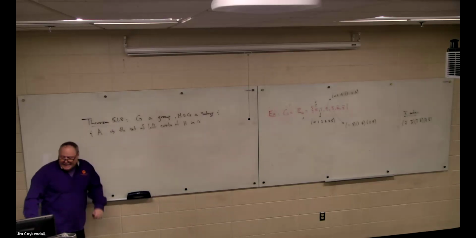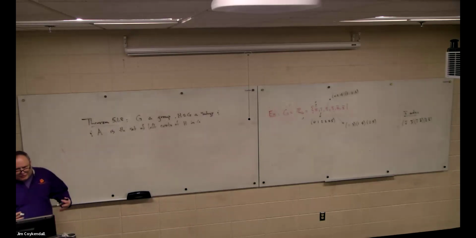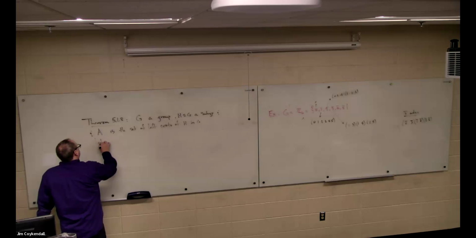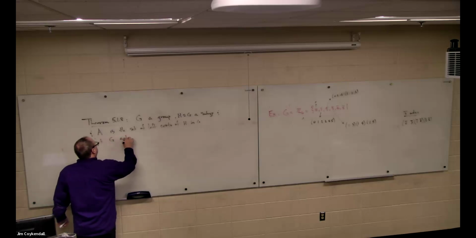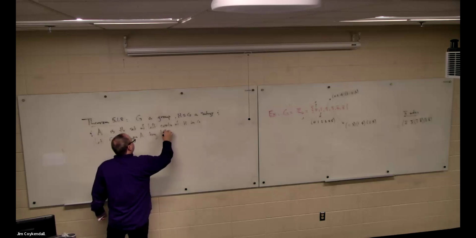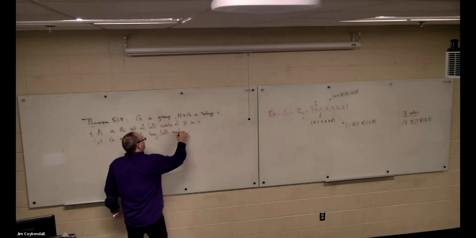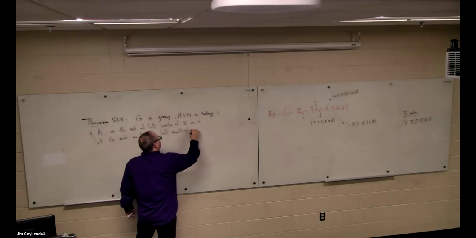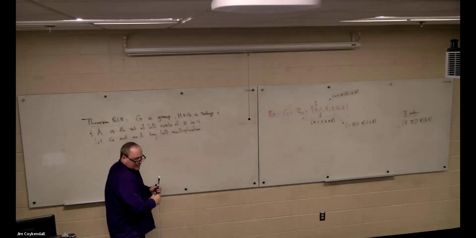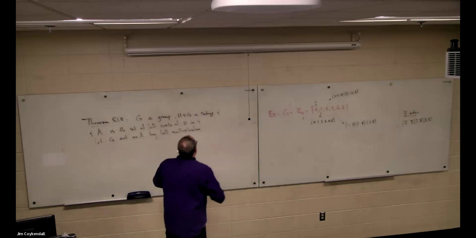Again, H doesn't have to be normal. This is just a set of cosets. Suppose G acts on A by left multiplication. Let G act on A by left multiplication. So let me show you what I mean by that.